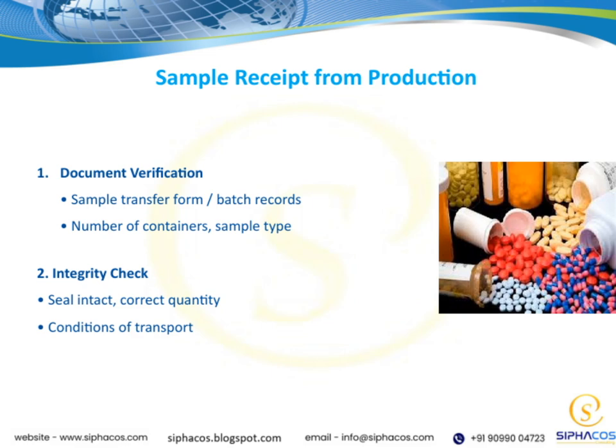Next, we move on to the integrity check. It's crucial to verify that the seal is intact, which indicates the sample hasn't been tampered with during transit. We also want to make sure the quantity is correct. Additionally, inspecting the conditions of transport is essential, looking for any signs of damage or exposure that could affect the sample's stability or integrity. These verification steps are vital to maintaining quality and confidence in our samples, aligning perfectly with our overall goal of ensuring product integrity from production to analysis.